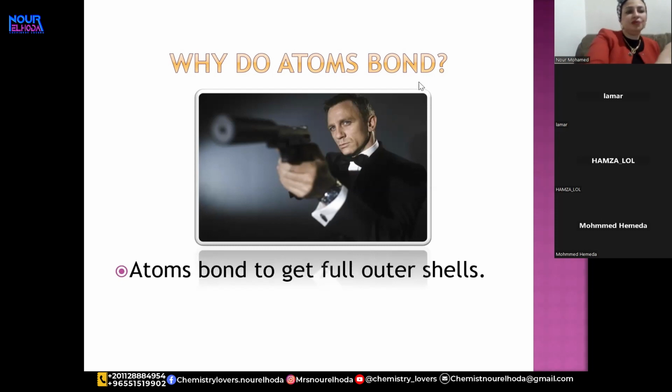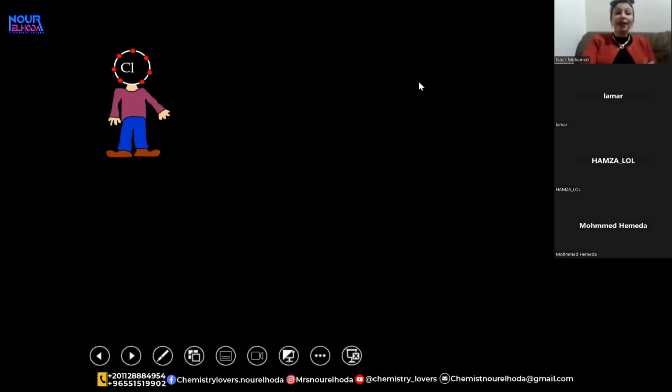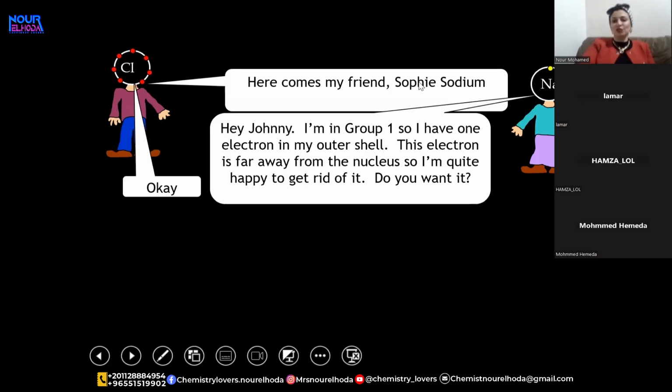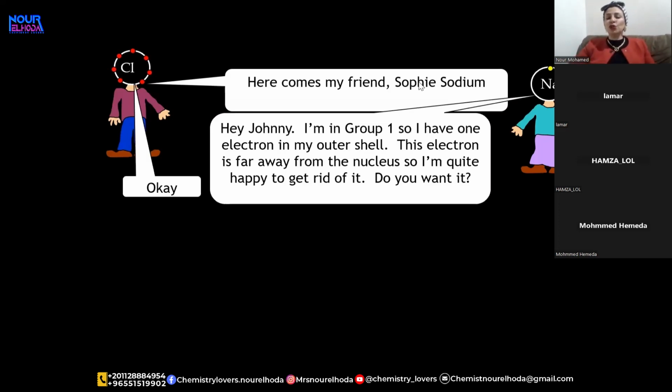Take care. Let's see our story. This is Mr. Chlorine and this is Mr. Sodium. And then what they are going to do, they are going to bond together. So why are they going to bond? Because both of them need to have a full outer shell.